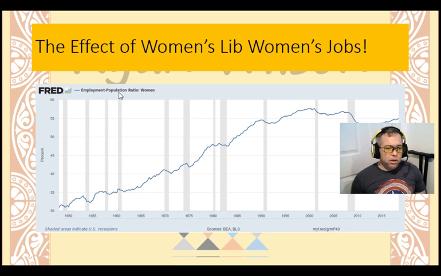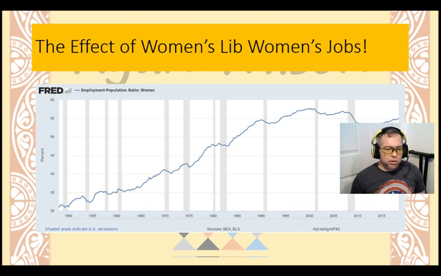Okay, so if you look at this, you'll see the employment population ratio of women. You see women started at around 30% of women working in 1950. In 1960, maybe 35%. So when my dad got married, only 30, 35% of women were working. That means 65% of women were still expected to be homemakers.